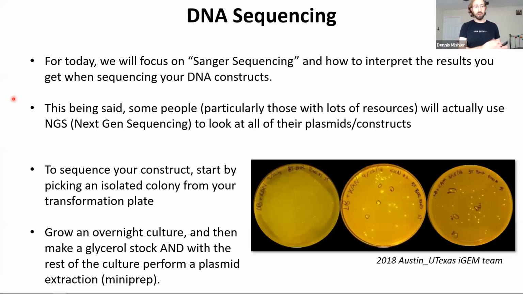Let's talk about how we get there. First, to sequence your construct, you start by picking an isolated colony from your transformation plate. I showed these plates earlier. You can see these circles here. These were colonies that some students picked. You pick those colonies and let them grow overnight. With part of that overnight culture, you make a glycerol stock so you can stock away your sequences. With the other part, you do a miniprep, a plasmid prep of some sort, to extract the plasmid DNA. That plasmid DNA is where DNA sequencing really starts. As I mentioned in part 1 of the webinar today, sequencing is essentially quality control. You know you have the right thing.